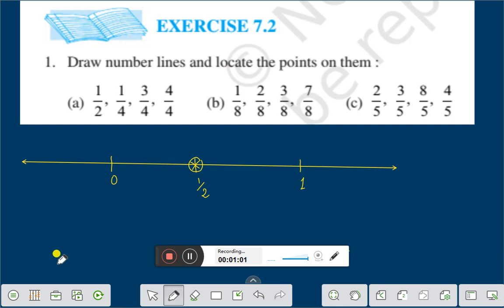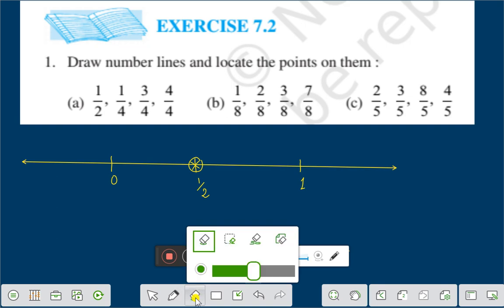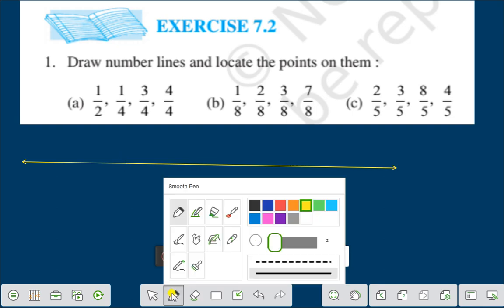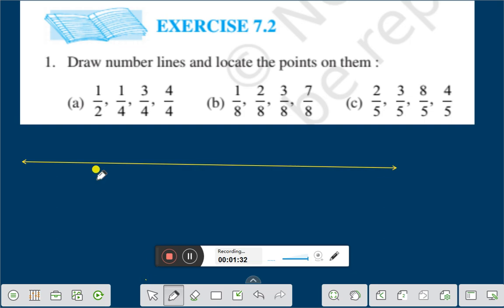Now we'll represent the next number, that is 1 by 4. Right? 1 by 4 also lies between 0 and 1. Let us take the next number. Now here the next number is 1 by 4. That is, we have to take another number line.